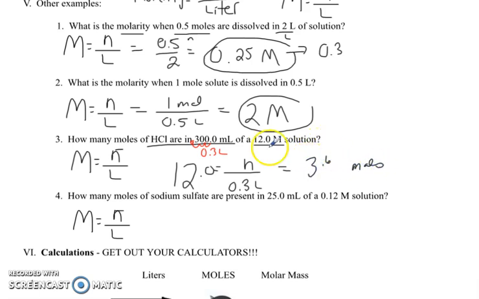Now, how many sig figs should I have? There should actually be 3 sig figs. I'll make that 3.60 moles.